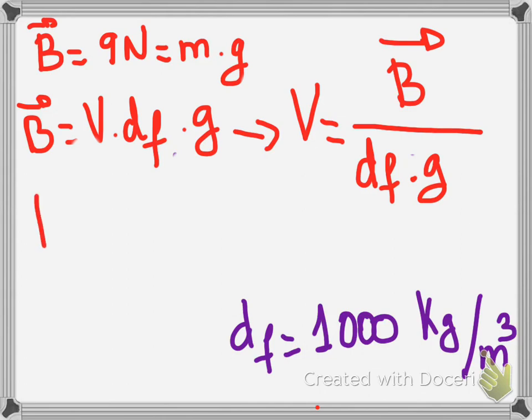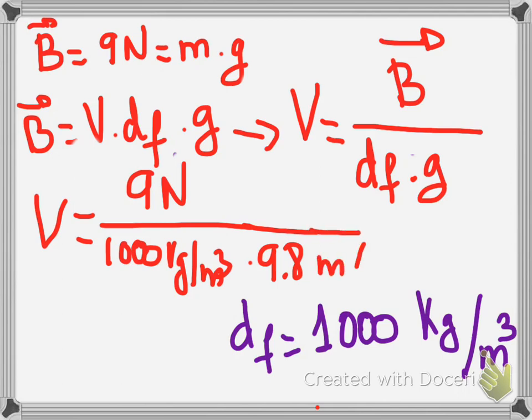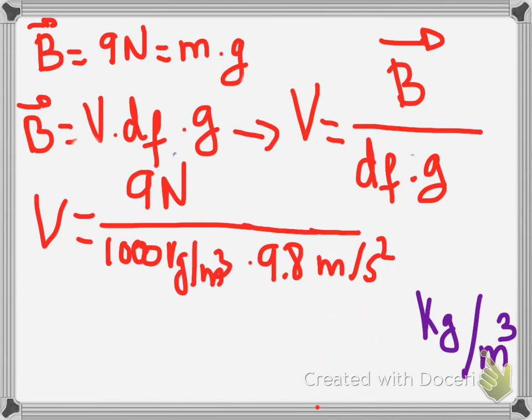So the volume involved in this force is going to be the same as 9 newtons divided by density, 1000 kilograms per cubic meter, times gravity, and gravity is 9.8 meters per second squared. So let me remove this information.